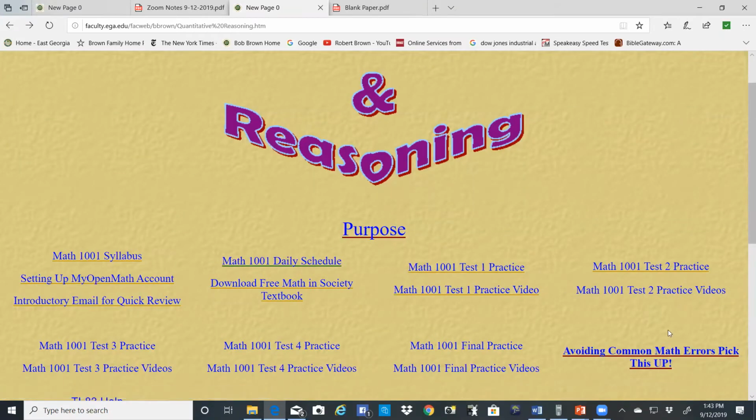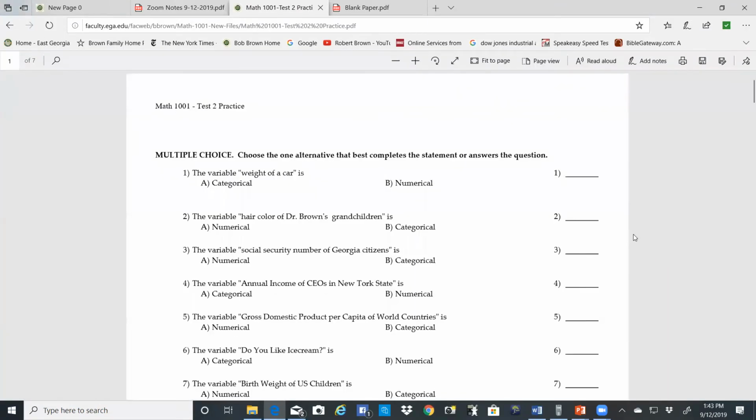I'm going to end by just showing you a little bit of things we're going to be doing when you get into the practice test. And you guys already know about categorical and numerical data.